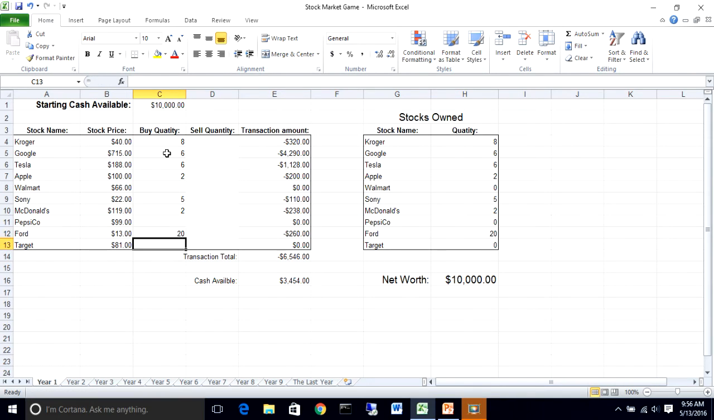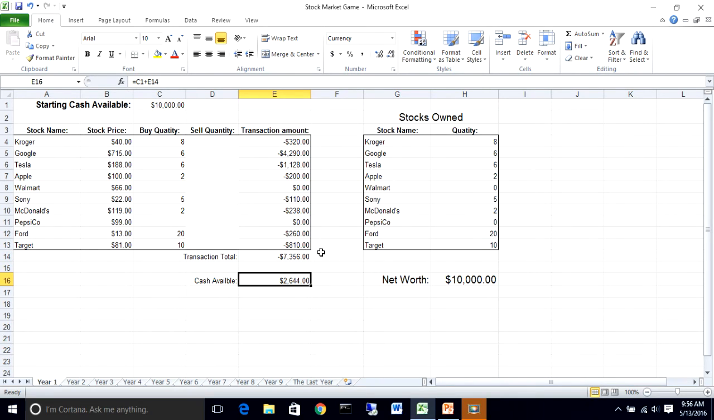I'm gonna buy 20 of those because it's so cheap, right? 20 of Ford is less than even one of Google. It's the way the stock market works. Target, I do shop at Target, so I'm going to buy 10 of them because it's kind of a value too. Now, I've spent $7,300 roughly, and I have about $2,600 left over.